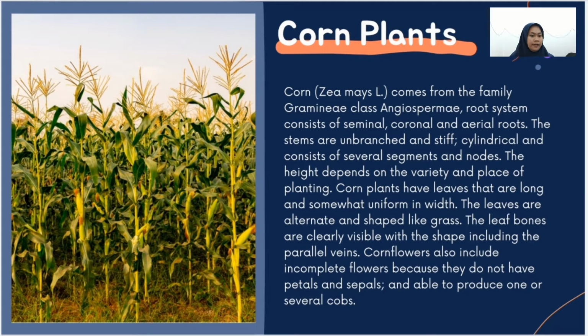Corn, or Zea mays, comes from the family Gramineae, class Angiospermae. The root system consists of seminal, coronal, and aerial roots. The stems are unbranched and stiff, cylindrical, and consist of several segments and nodes. The leaves are long and somewhat uniform in width. The leaves are alternate and shaped like grass, and the leaf bones are clearly visible with parallel veins. For flowers, corn has incomplete flowers because they don't have petals and sepals.